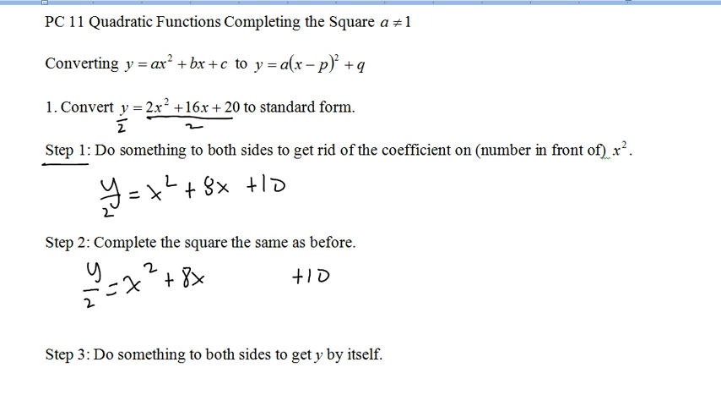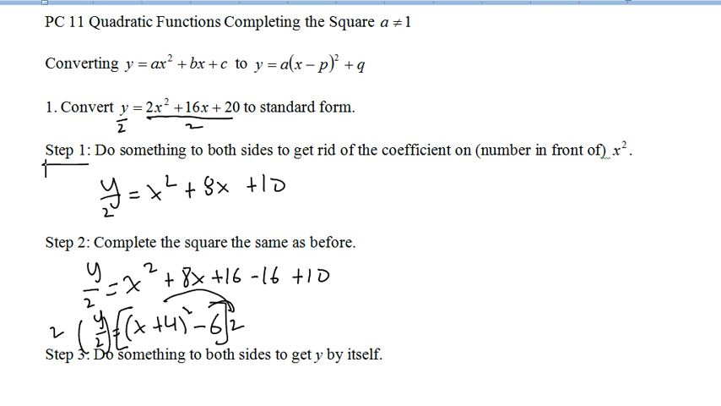Leave a big space here, plus 10. So y over 2 is going to be x plus 4 squared, which we need a plus 16 minus 16 here, so that'll be a minus 6. Okay, and now we don't want y over 2, we want y. So I'm going to multiply both sides by 2. Going to have to rainbow that 2 in there.